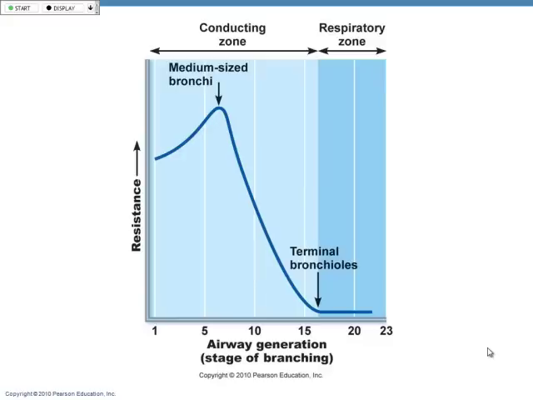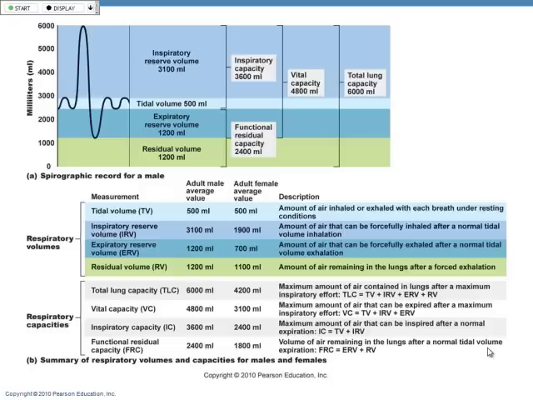So that was a little bit of a review from last class. What's this diagram of? Increased resistance in the conducting zone. Where's the highest resistance in the respiratory system? In the medium-sized bronchi. And we talked about the effects of things like asthma and emphysema, or anything related to a chronic obstructive pulmonary disease, and the effects on those particular airways and resistance. So we have least resistance in the terminal bronchioles dumping into what? The alveoli, or the respiratory zone.